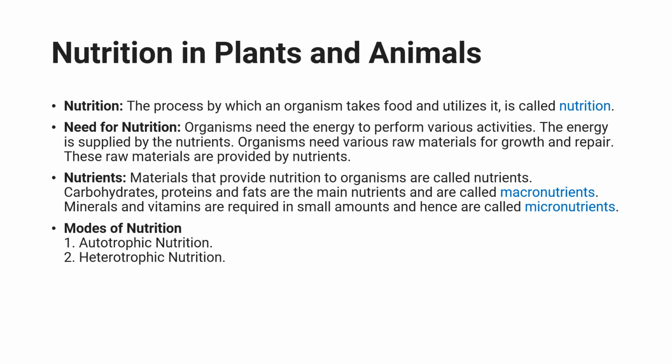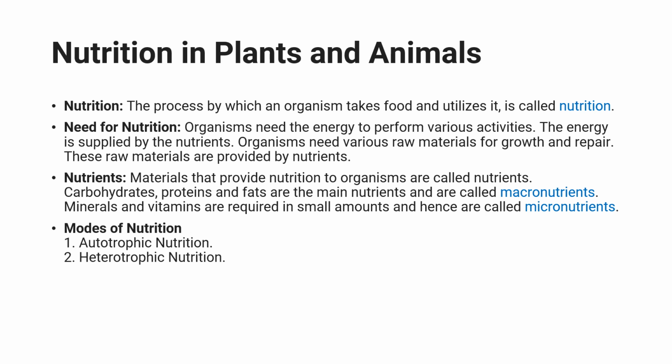The process by which an organism takes food and utilizes it is called nutrition. What is the need for nutrition? Organisms need energy to perform various activities. The energy is supplied by the nutrients. Organisms need various raw materials for growth and repair. These raw materials are provided by nutrients.